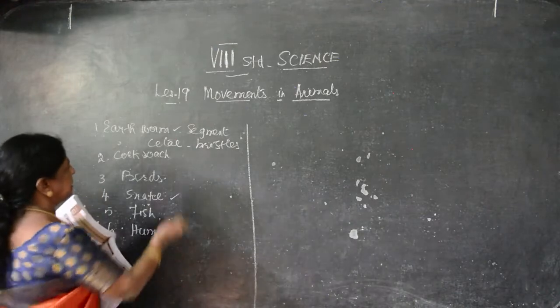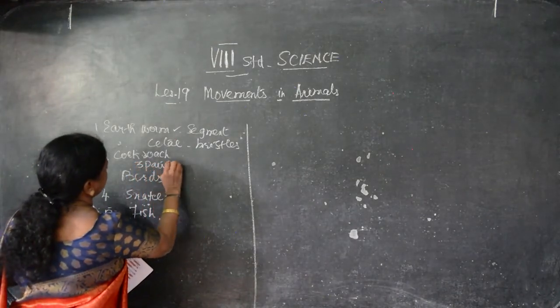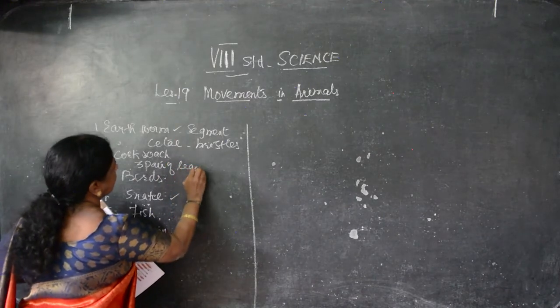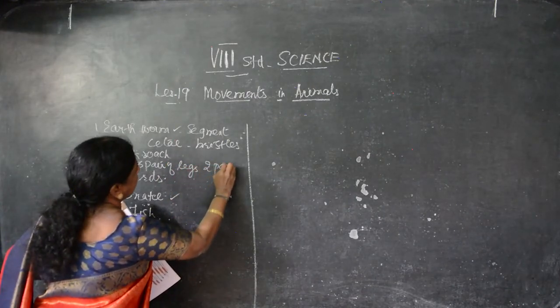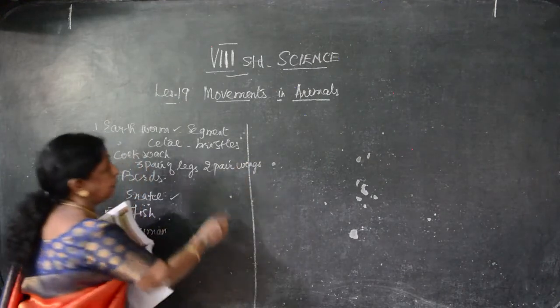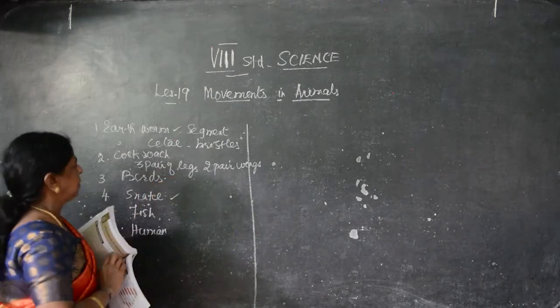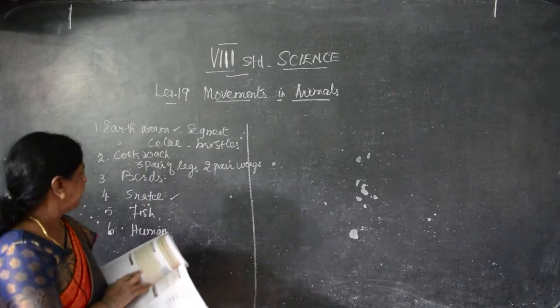Cockroach has 3 pairs of legs and 2 pairs of wings. By using the wings, cockroach can fly. By using the legs, they can walk. How many pairs? 3 pairs.